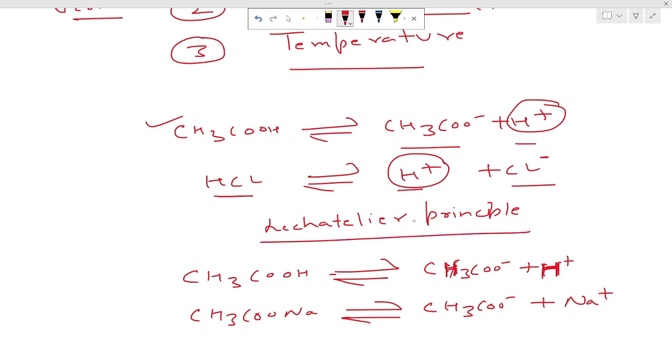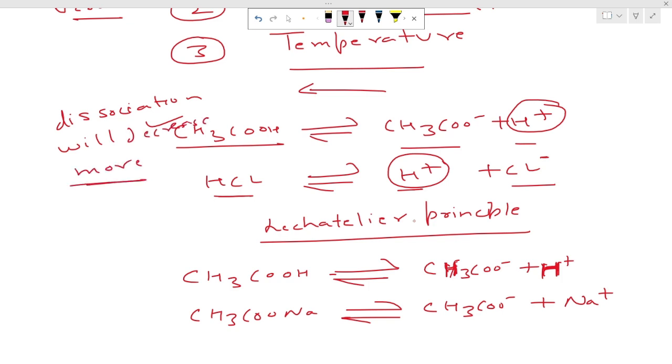So the reaction will shift in the backward direction. This means that the dissociation of the weak acid will decrease still further. Already it was less, so the dissociation of this acetic acid will decrease even more, because if you are adding a strong acid, the H plus ion concentration increases, the reaction moves toward the backward side as per Le Chatelier's principle, and dissociation of this weak acid will decrease.